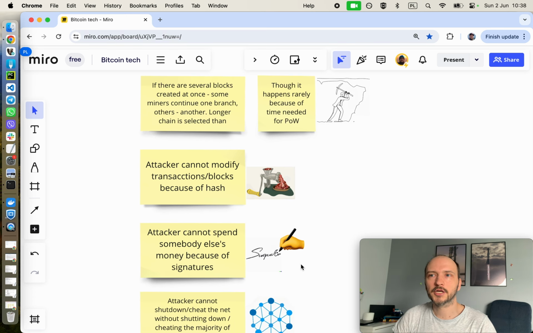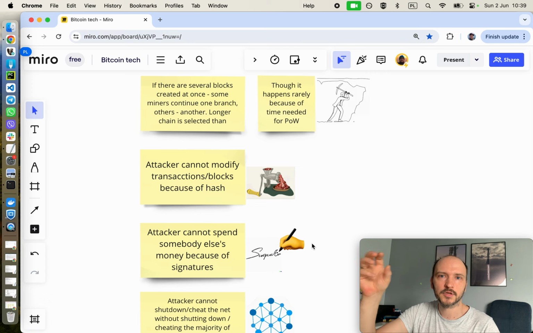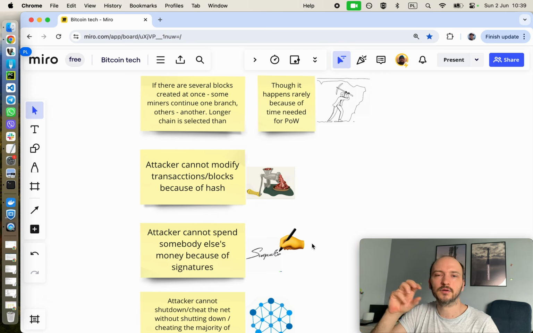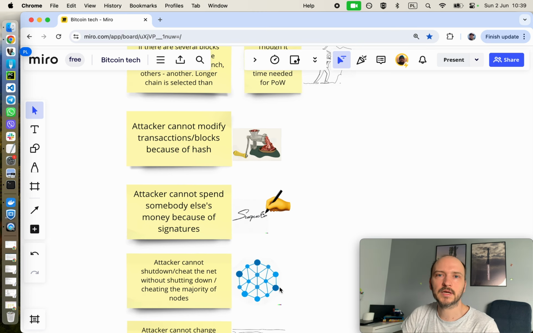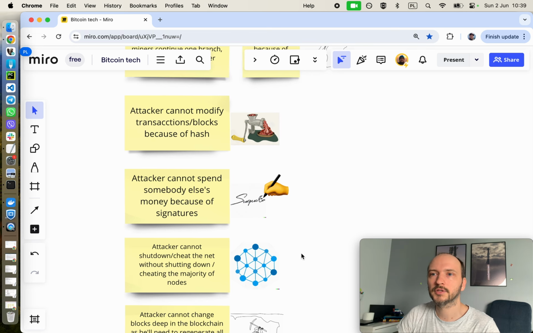An attacker cannot modify the transactions or blocks because of the hash. If some number is changed, for example the attacker says you sent me not 1 Bitcoin but 10 Bitcoins, he will need to modify something in a block and somehow spread this block across the network. But that's not possible because hashes are calculated, and if you change anything in the content, then the entire chain becomes incorrect, because all the consecutive blocks include the hash of the previous block. And an attacker cannot spend somebody else's money because of the signature: he would need to know a person's private key to spend their money. So again, the signature protects the money.